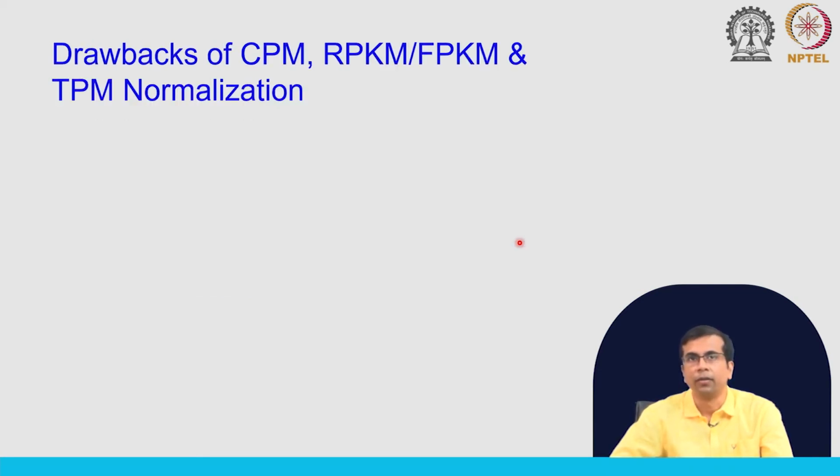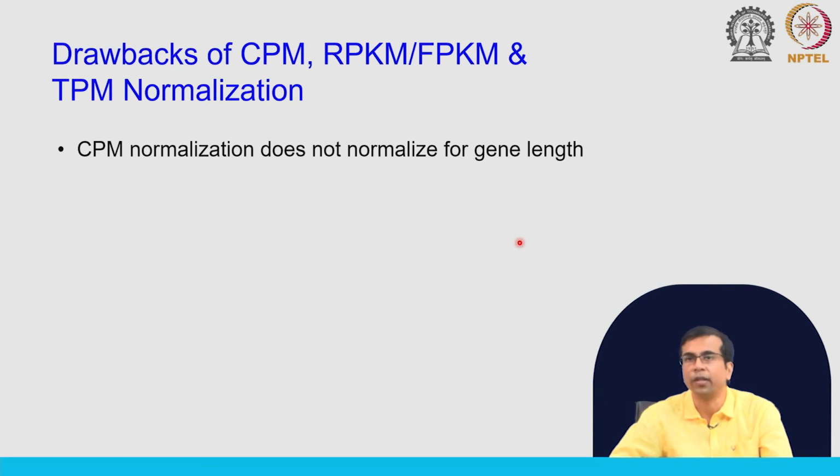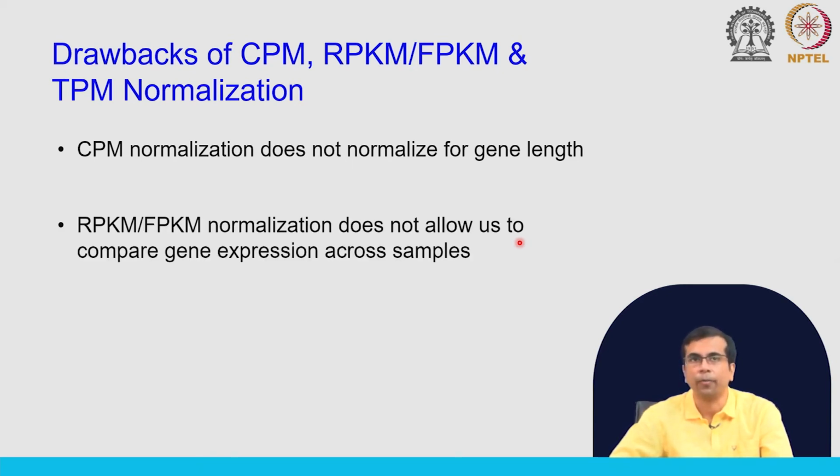Okay. So, to summarize whatever we have discussed so far, these are the drawbacks of CPM, RPKM and TPM normalization. We have discussed these methods and we have seen these are quite simple normalization methods. One of the problems with CPM normalization is that it does not normalize for gene length. Which means we cannot compare expression levels of genes even within a sample, because we have not taken the gene length into account.